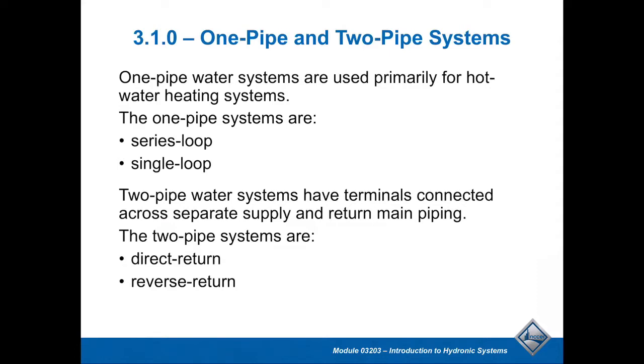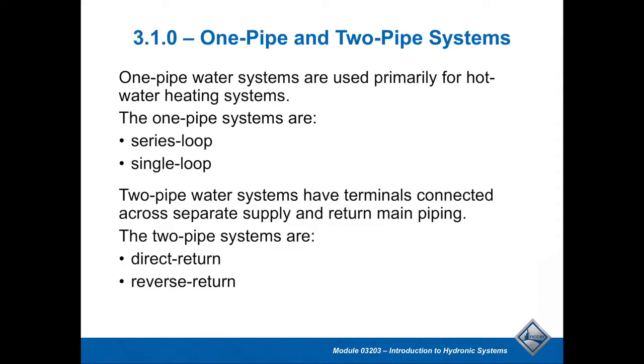So the first area we're going to hit up on is specifically 1 and 2 pipe systems. So the 1 pipe water systems, they're primarily used for hot water heating. A 1 pipe system could either be, as they're saying, a series loop system or a single loop type system. We'll take a look at that.